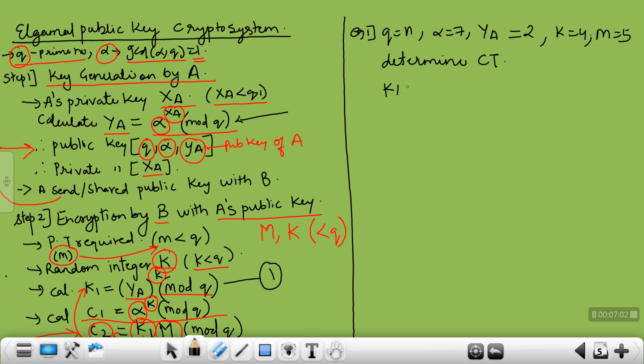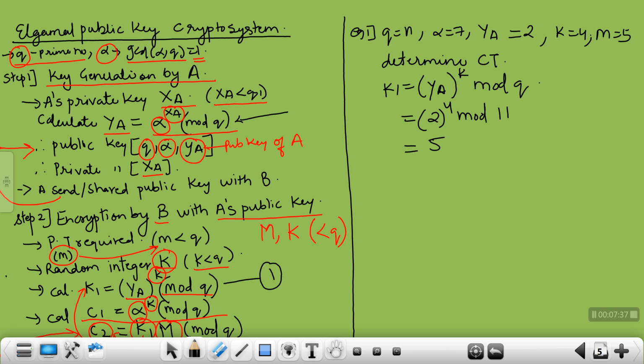So K1 formula is nothing but YA raised to K, mod of Q. The YA value is already provided to us as 2, the K value is given to us as 4, and mod of Q is mod of 11. So 2 raised to 4 is 16, and 16 mod of 11 will be equal to 5. So we have got the K1 value as 5.